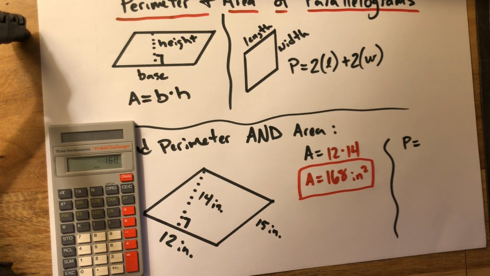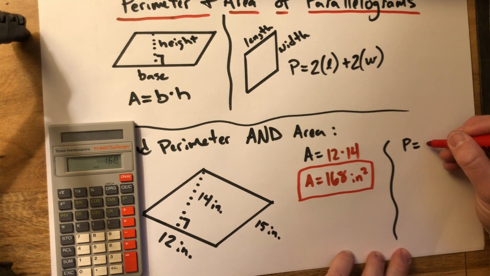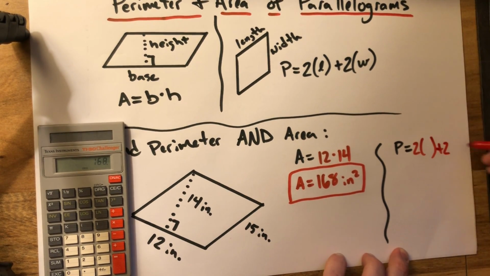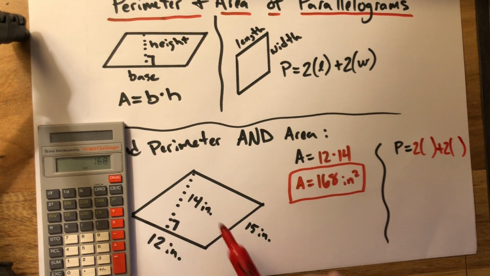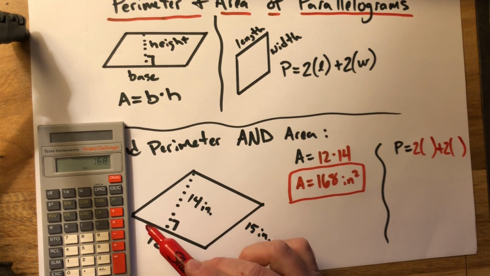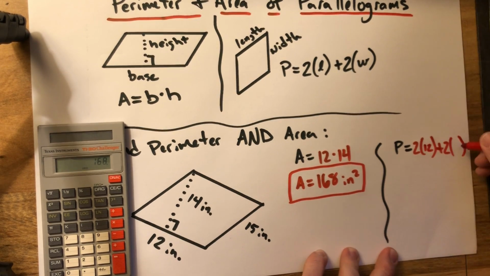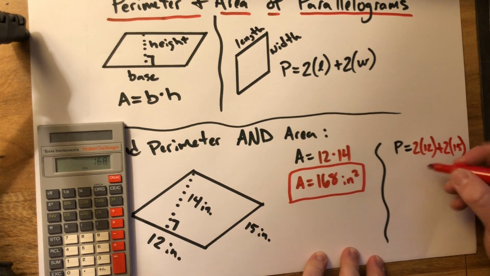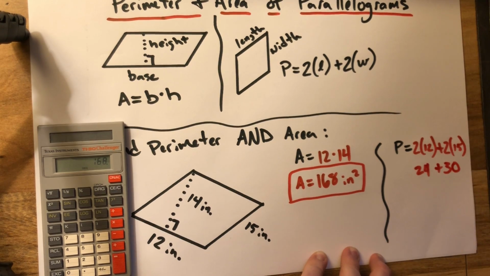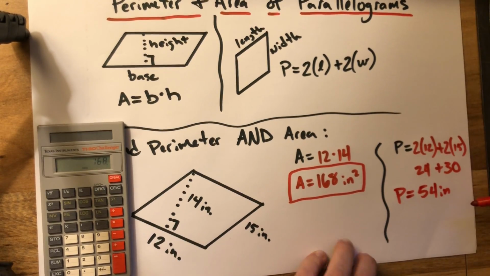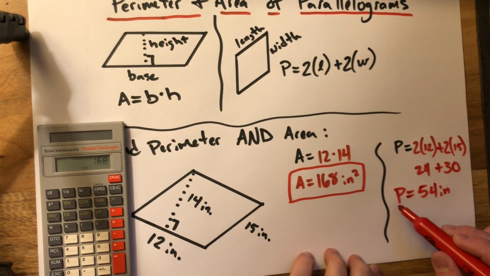Let's look at perimeter next. Perimeter, we're going to take 2 times the length plus 2 times the width. And in this case, we're not going to look at the 14. 14 is out. I'm going to call length 12, width 15. 12, 15. 2 times 12 is 24. 2 times 15 is 30. And if my calculations are correct, that gives us a perimeter of 54 inches. Now, I only said inches there because perimeter is just a distance around the shape.